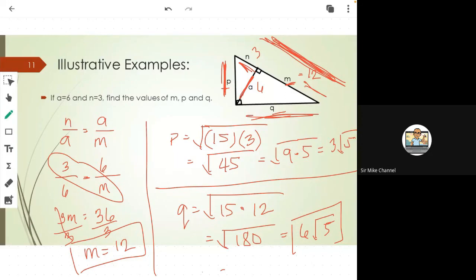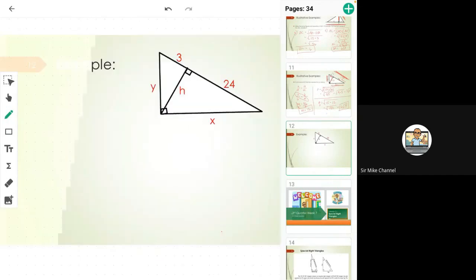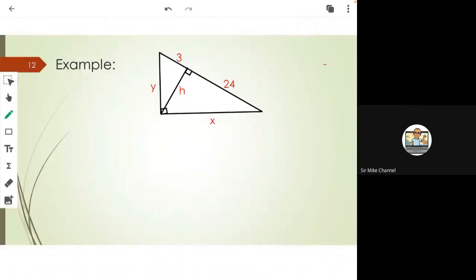Okay, next example. Here, please answer this. So, X, H, X, and Y. We are given this part and this. Please solve for X, Y, and H. So let us answer this example.